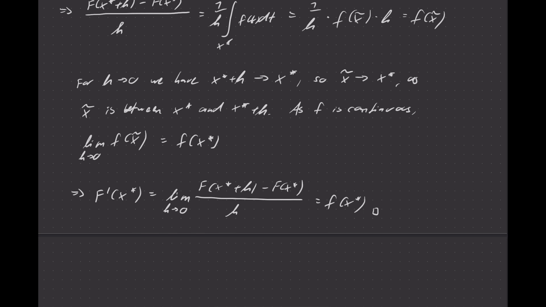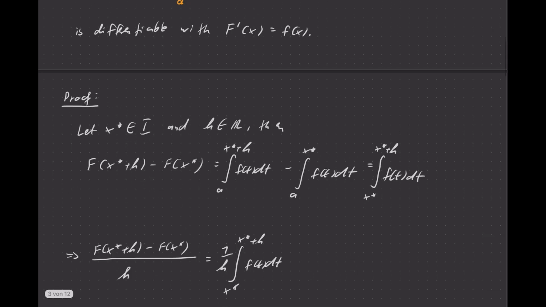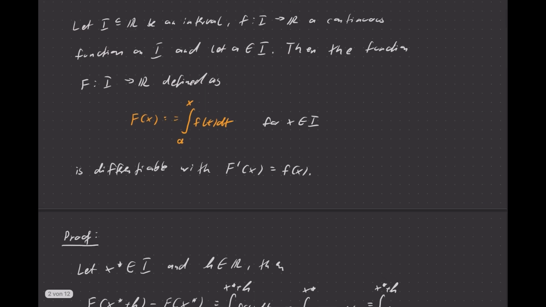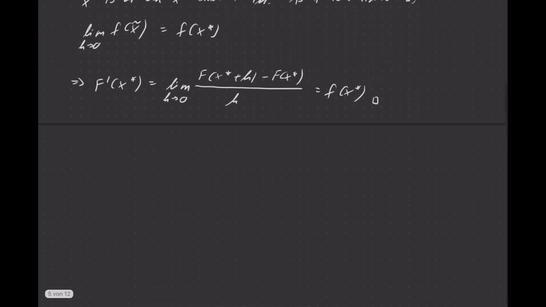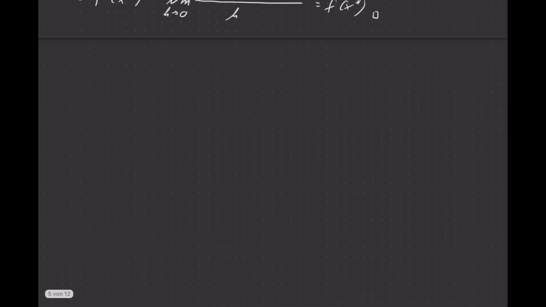Now, because functions of that type are so important, they get a name. Basically, what it says is that integration is the reverse operation to differentiation. So these functions capital F get a name, and that name is going to be antiderivative. Let's write that down as a definition.